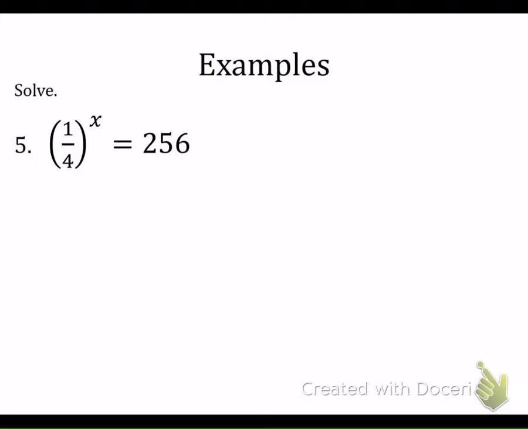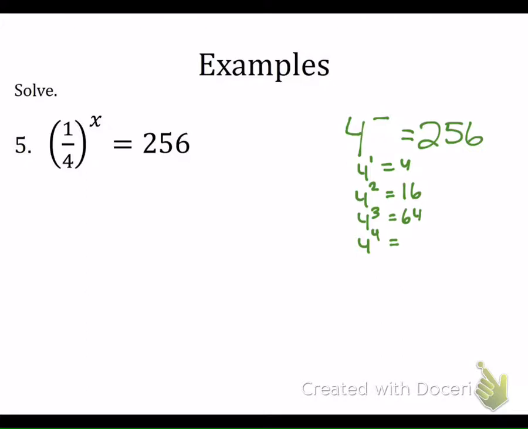How many times can 4 go into 256? So you want to see if 4 to the something equals 256. That's where you want to start? Okay, so let's go through it. 4 to the first is 4. 4 to the second is 16. 4 to the third is 64. 4 to the fourth is... I think it is, right? Because if you do 64 times 4, that's 256. Okay, so I can write this side as 4 to the fourth.